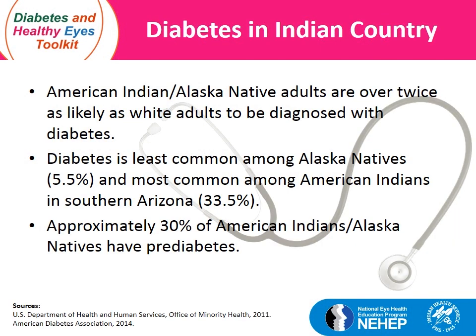Diabetes disproportionately affects American Indians and Alaska Natives. The latest data from the U.S. Department of Health and Human Services, Office of Minority Health, and the American Diabetes Association show us that American Indian and Alaska Native adults are over twice as likely as white adults to be diagnosed with diabetes. Diabetes is least common among Alaska Natives, with about 5.5% of adults being diagnosed, and most common among American Indians in the southern Arizona area, with 33.5% being diagnosed.